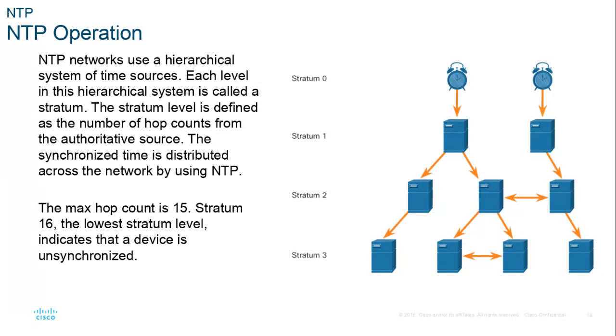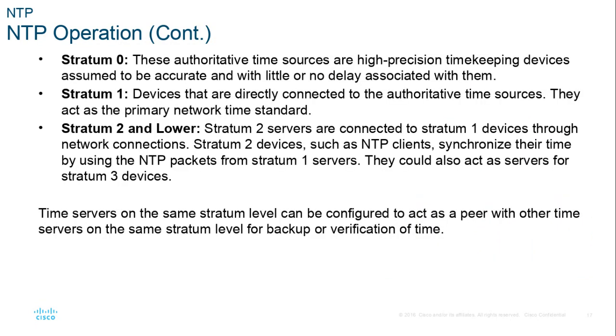So we can have as many as 15 levels in our hierarchy. We're not going to usually have that many. So stratum zero, very expensive devices, typically maintained by the federal government. A stratum one device connects back to a stratum zero device, and they're a primary network time standard, like a standard you could get off the internet. And stratum two and lower devices will be the devices within our company.